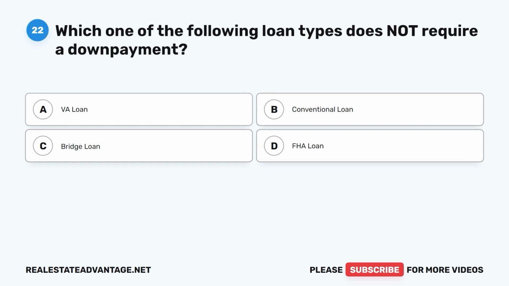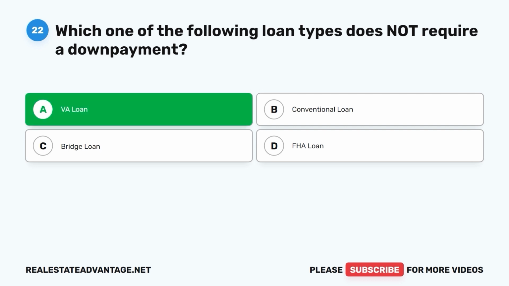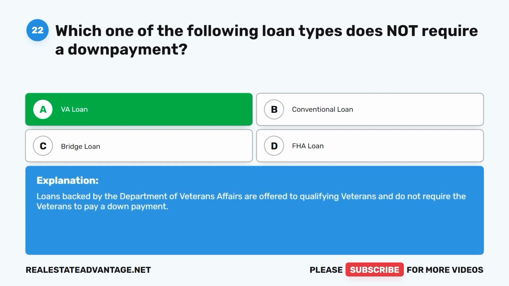Question 22. Which one of the following loan types does not require a down payment? A. VA loan. B. Conventional loan. C. Bridge loan. D. FHA loan. The correct answer is A. VA loan. Loans backed by the Department of Veterans Affairs are offered to qualifying veterans and do not require the veterans to pay a down payment.